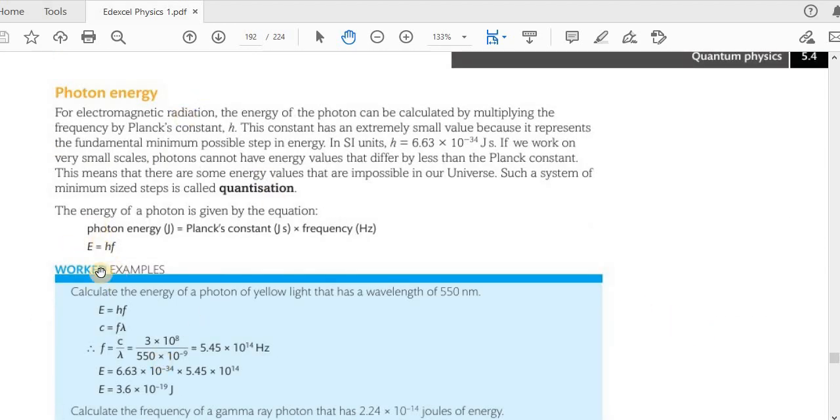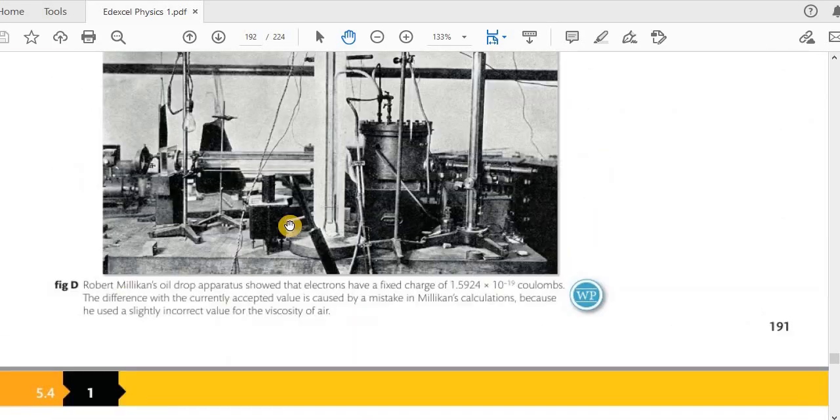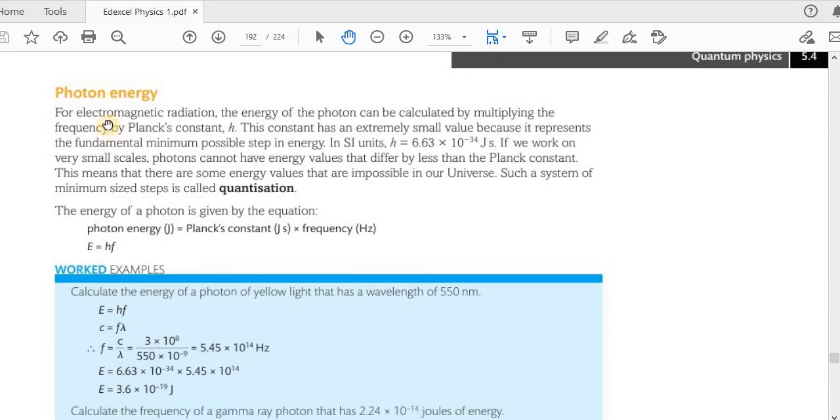Okay, so here is the very important equation. In this lesson, these are the important points: E equals hf, quantization, photon. All these are summarized here, so it will be easy for you. The main equation is this one. Photon energy: for electromagnetic radiation, the energy of the photon can be calculated by multiplying the frequency by the Planck's constant. So E equals hf. E is the photon energy, h is the Planck's constant, f is the frequency.